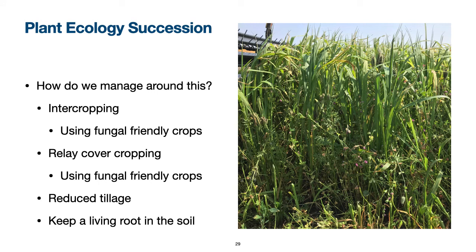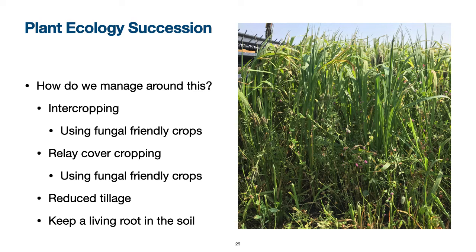So how do we manage around this? We have this field that is tired. We want to take it out, or we just want to put it back into a cropping rotation. How do we keep supporting that fungal to bacteria ratio? Some of the ways we can do it: intercropping is a real good way. But when we're doing this intercropping, we want to use fungal friendly crops. We can use relay cover cropping, once again, using fungal friendly crops.